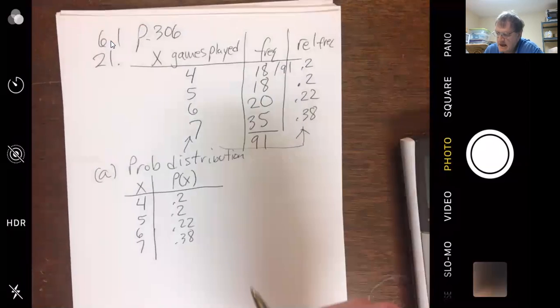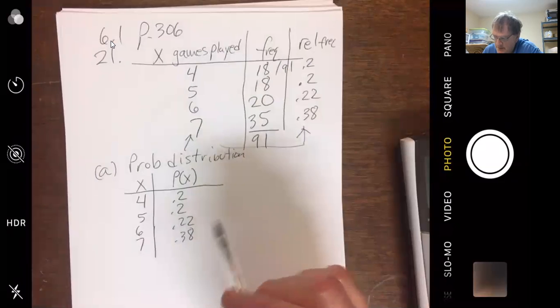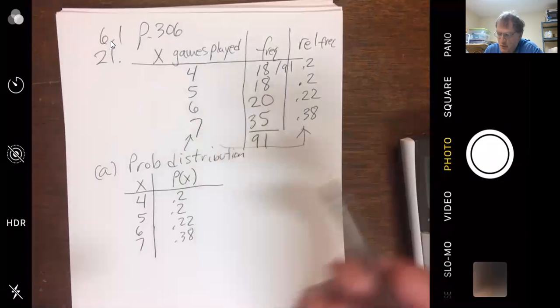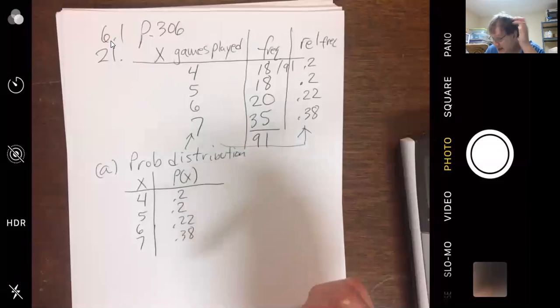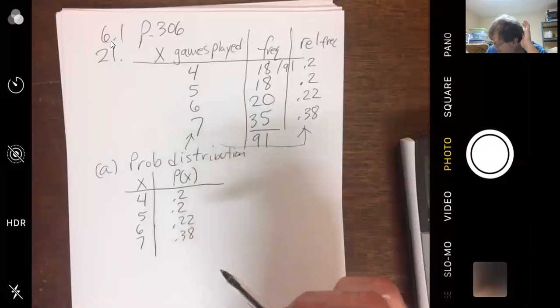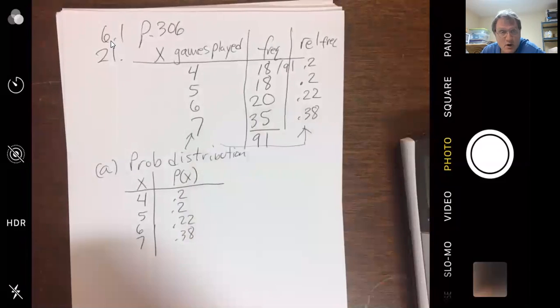So basically, anytime in the future you want to know your chance of the World Series going all 7 games, it looks like it'd be about a 38% chance that the World Series would go all 7 games. Any questions so far?